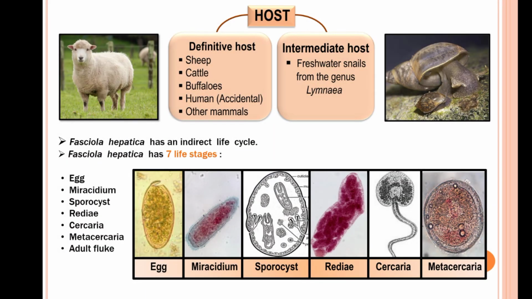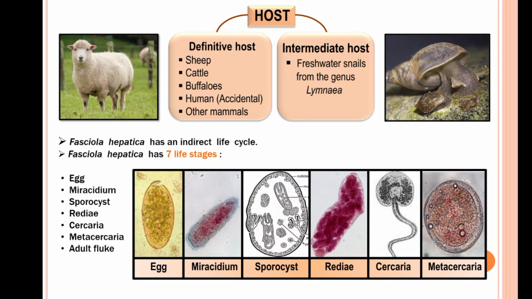Let's talk about hosts of Fasciola hepatica. There are two types of host, definitive host and intermediate host. Definitive hosts include sheep, cattle, buffaloes, human and other mammals. Humans are accidental hosts, that means they are not very common hosts. And intermediate hosts include freshwater snails from the genus Limnaea.